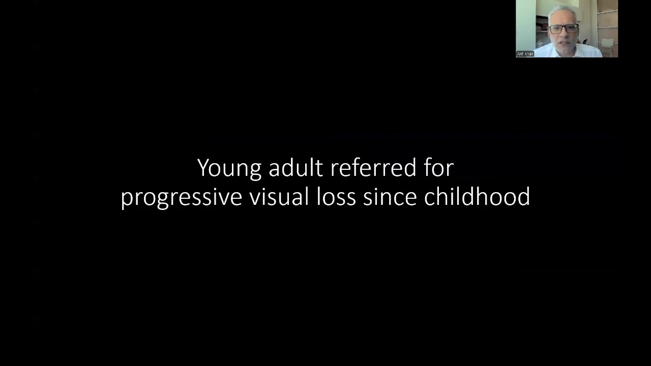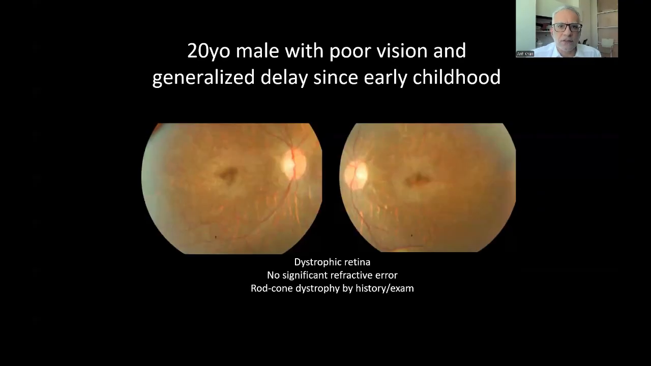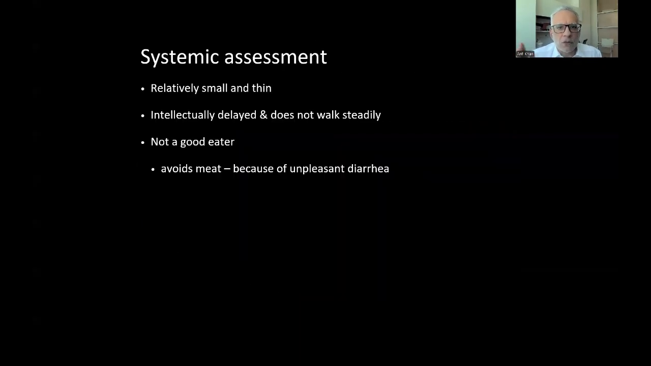Here's a young adult referred for progressive visual loss since childhood. He's a 20-year-old male with generalized delay since early childhood. His retina is dystrophic, no significant refractive error, rod cone dystrophy by exam and history. But here, alarm bells go off. I'm always concerned when a patient has retinal dystrophy in the context of delay or weakness. Just to get to the bottom of it, we have to investigate this child.